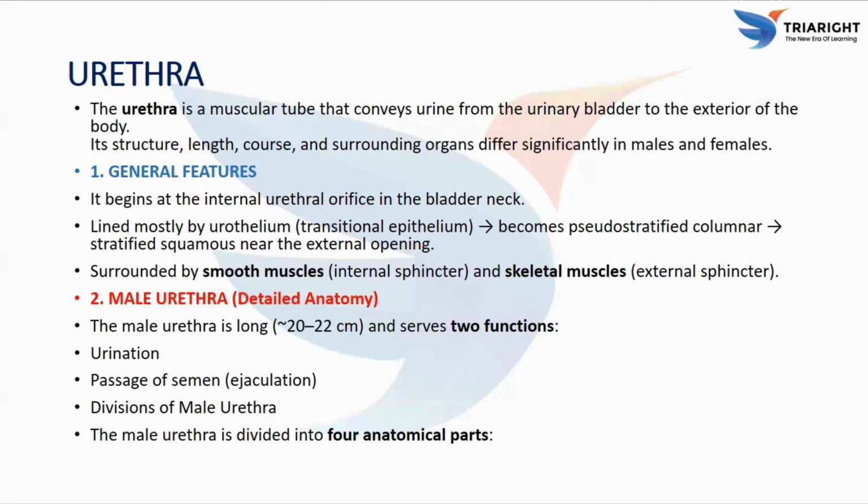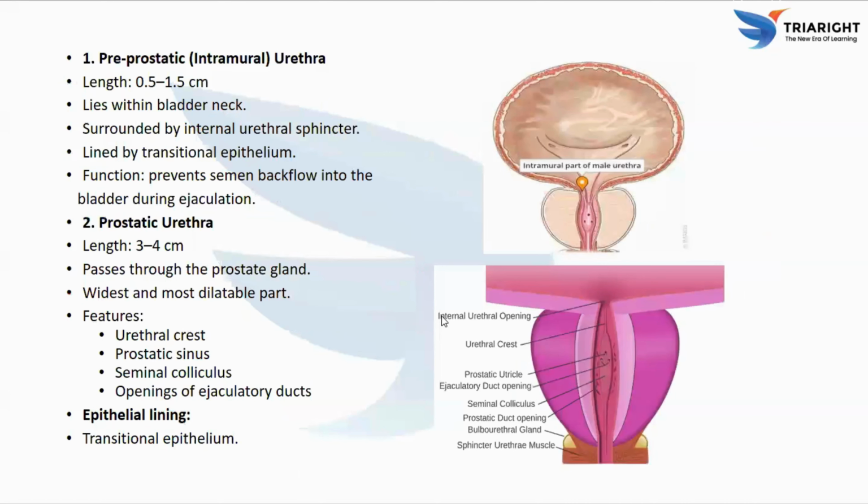So what are the two major functions of the male urethra? Urination and ejaculation. Urination is nothing but the passage of urine, and ejaculation is nothing but the passage of semen, which is a shared pathway. So what are the divisions of the male urethra? The male urethra is divided into four anatomical parts: pre-prostatic urethra, prostatic urethra, membranous urethra, and spongy urethra.